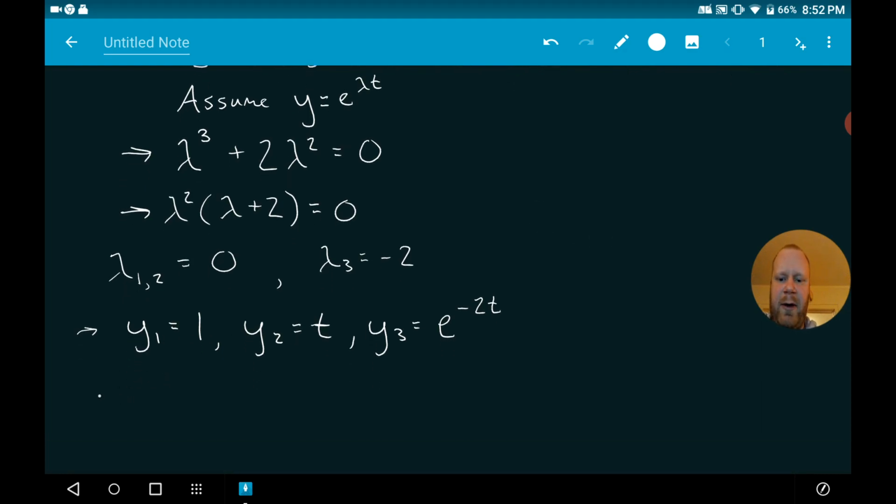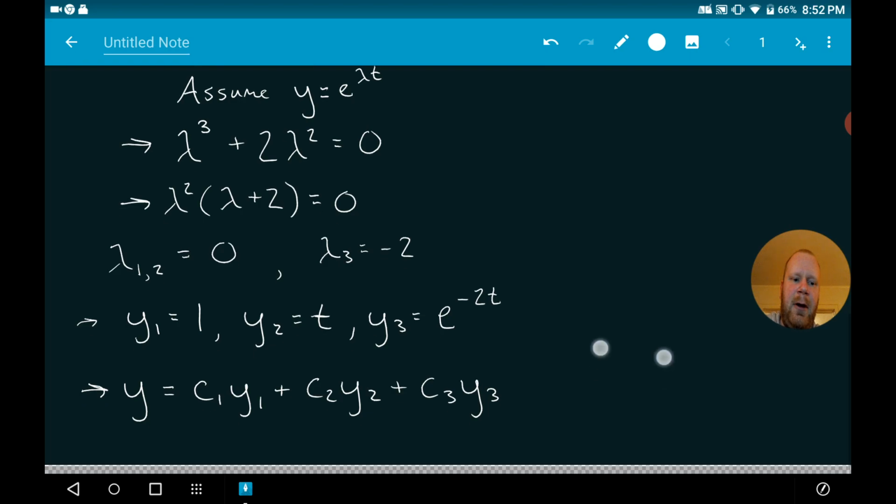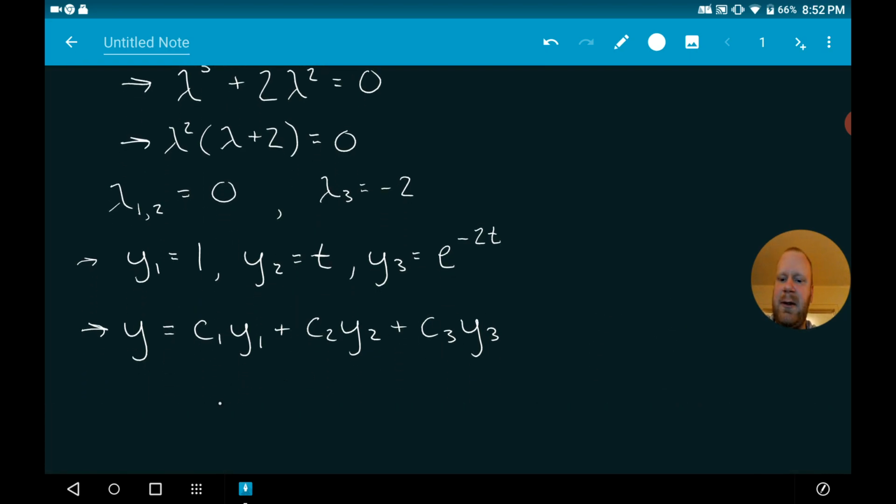Just in the same way, when we want to come up with a general solution for this, you can probably guess what I'm going to change about this for my third order differential equation. And that is, I'm just going to add a third constant times my third solution. So it turns out that my general solution for this one is going to be C1 times 1 plus C2 times t plus C3 times e to the negative 2t.